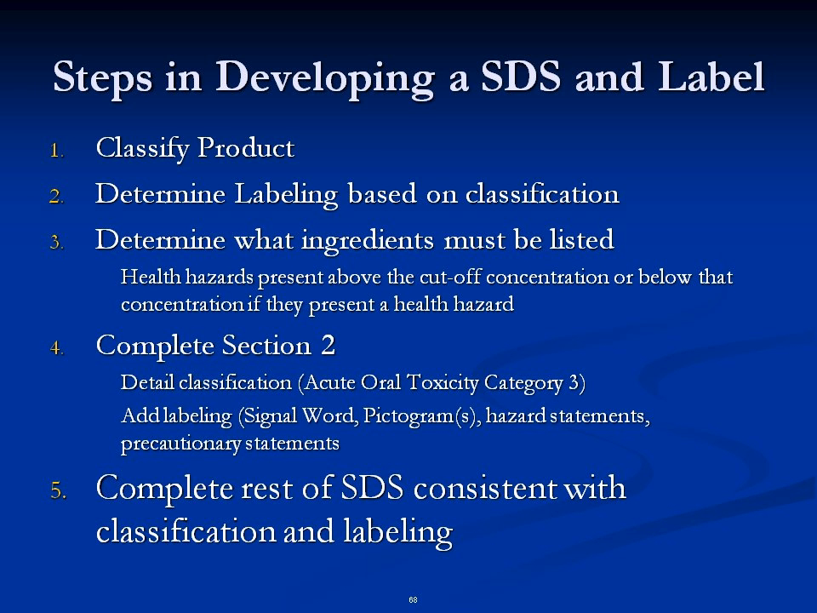Okay, so very briefly, steps in developing a safety data sheet and label. We're going to classify the product. We're going to determine the labeling based on the classification. Then we're going to determine what ingredients have to be listed. And the OSHA standard says that we have to list the health hazards present above their cutoff concentration. Okay, so if you've got a sensitizer in your product, but it's only there at 0.05% and it doesn't make your product a sensitizer, then you don't have to disclose that. So only health hazards, things that are only physical hazards, do not have to be disclosed under the rules.